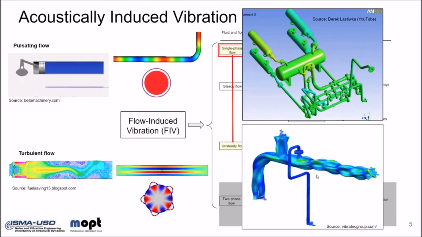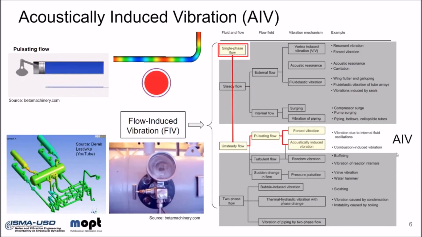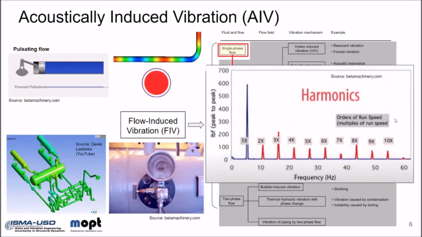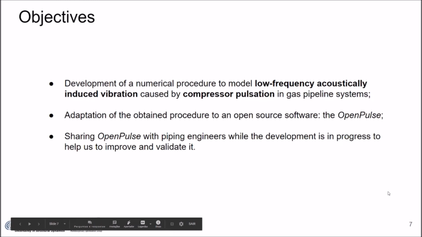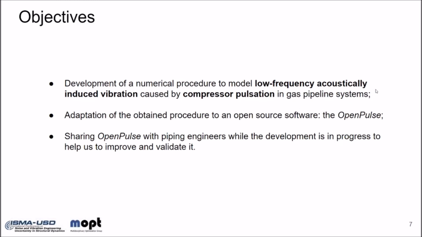Both mechanisms can cause a failure of components in a pipe system, but in this project, our focus is on the acoustically induced vibration by pulsating flows, mainly at the excitation frequencies related to the first harmonics of compressors pulsation. So, the objective of this project is the development of a numerical procedure to model low-frequency acoustically induced vibration caused by compressor pulsation in gas pipeline systems, adaptation of the obtained procedure to an open-source software, the OpenPulse, and sharing OpenPulse with pipeline engineers while the development is in progress to help us to validate and improve it.